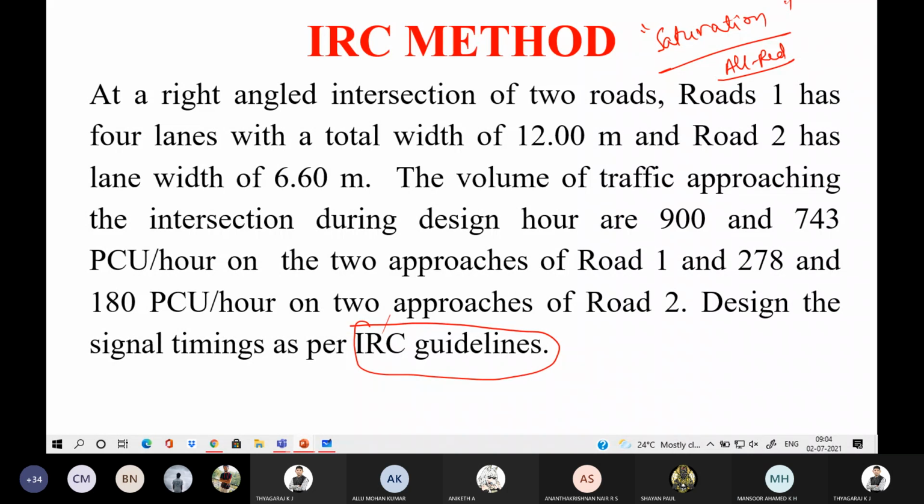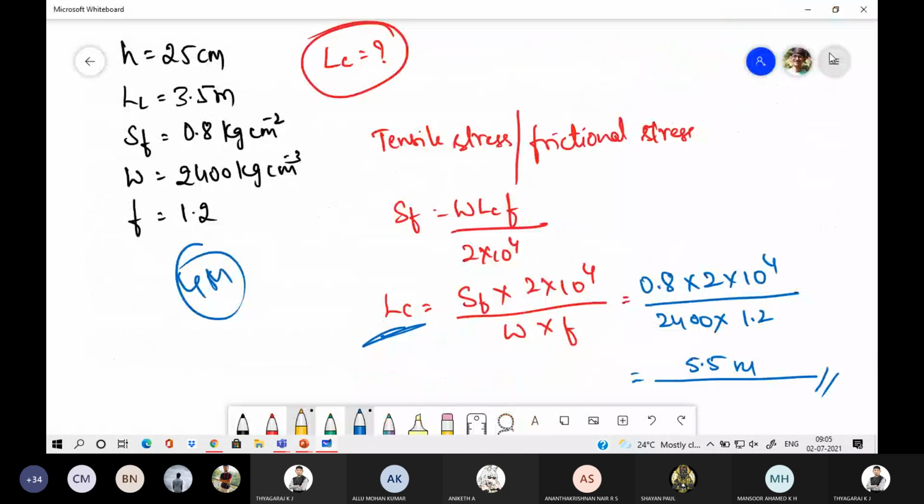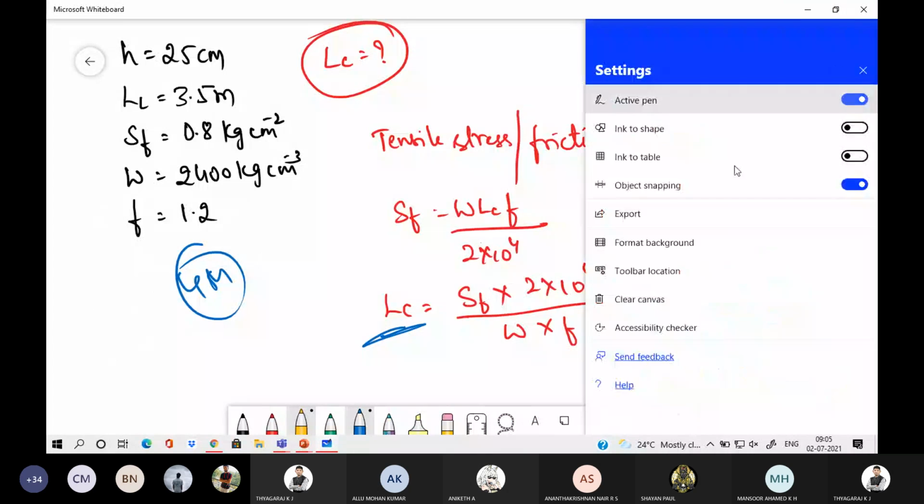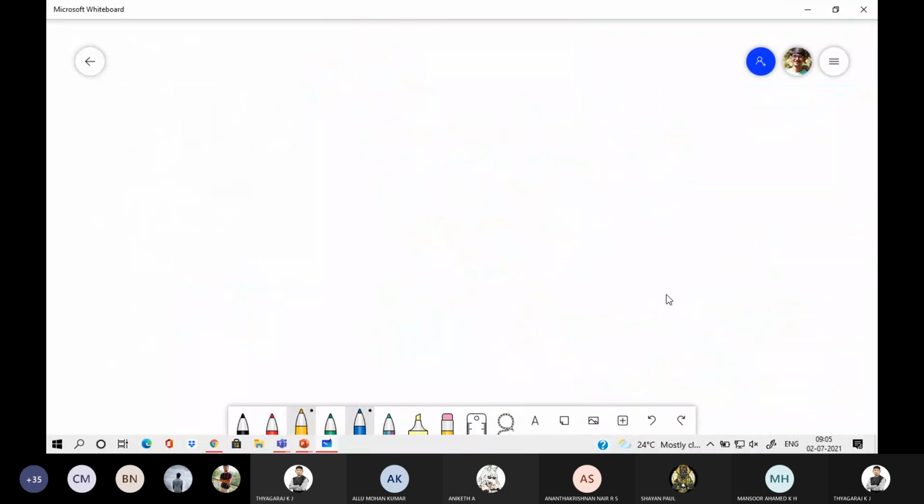Okay. Now we will go for the solution. I hope the screen is visible, right? Yes, sir. Now we will solve step by step.